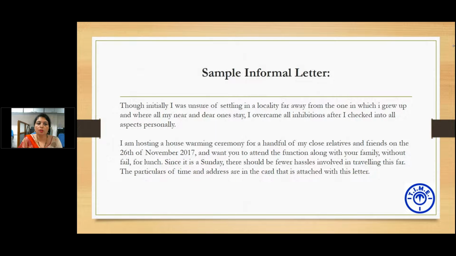I'm hosting a housewarming ceremony for a handful of my close relatives and friends on the 26th of November 2017 and want you to attend the function along with your family without fail for lunch. Now this is the main part of the body, because here the actual purpose of writing this letter to a friend is being presented. Since it is a Sunday, there should be fewer hassles involved in traveling this far. The particulars of time and address are in the card that is attached with this letter.